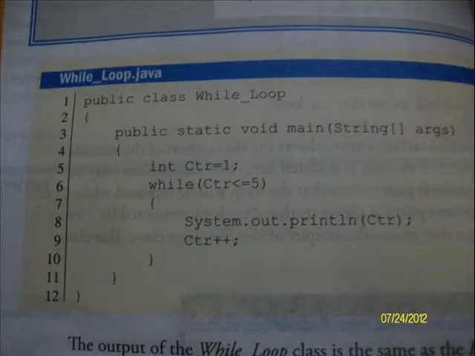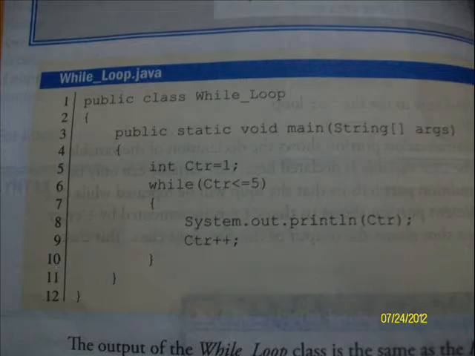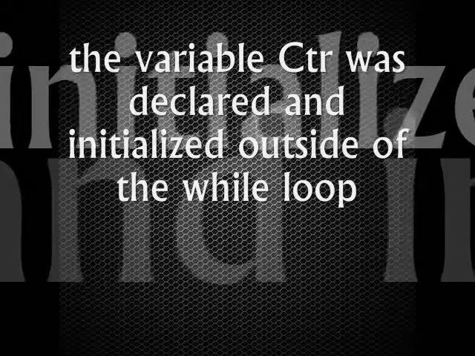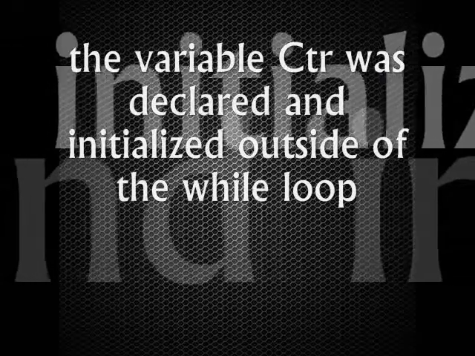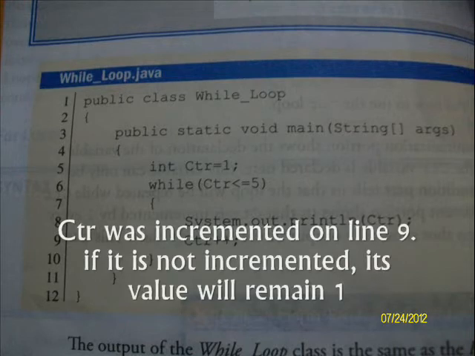The output of the while loop class is the same as for the for loop class. This shows that there is an alternative way to produce the same output with another loop structure. Unlike the for loop structure, the variable CTR was declared and initialized outside of the while loop. The variable CTR was incremented on line 9.